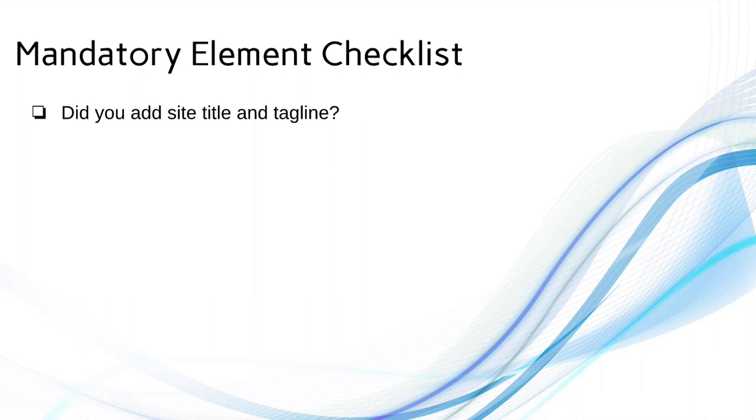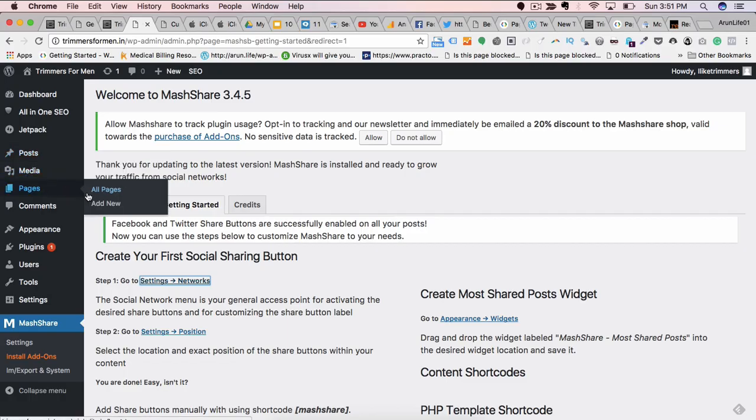There are few elements within your website which you cannot get away with. They are: did you add the site title and tagline? Yes, we did it. We installed the all-in-one SEO plugin. I added my site title and I also added the tagline going under the general section in WordPress. Did you add an about page? I didn't add an about page yet, so I will go and create an about page right now. I go to pages, add new.